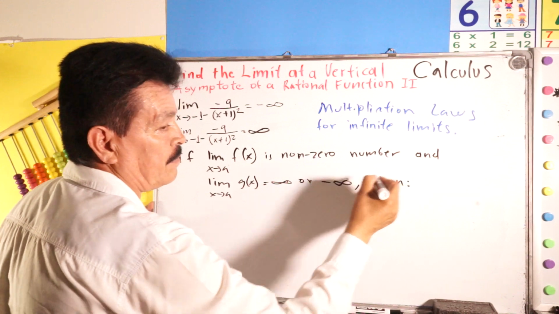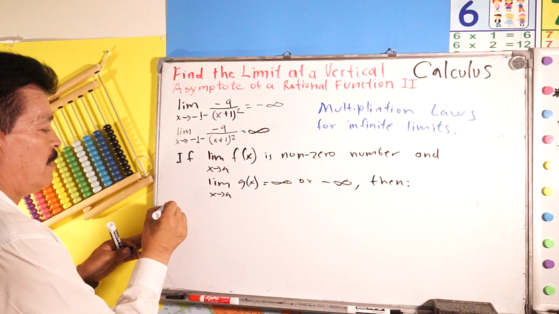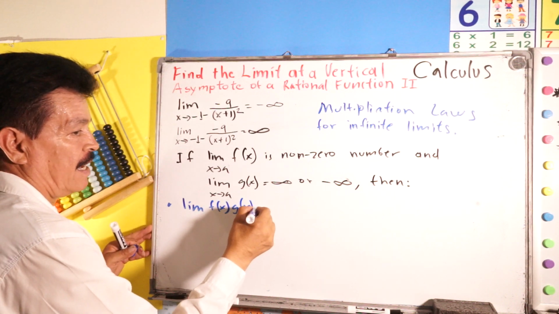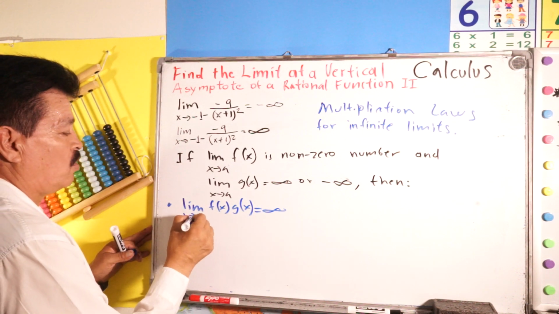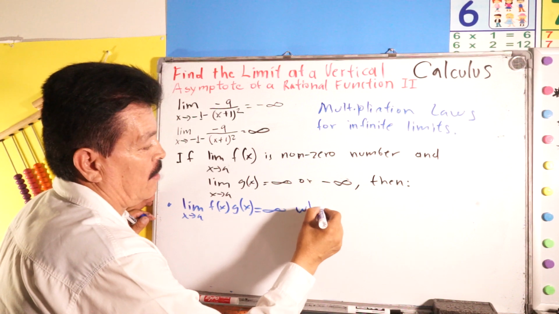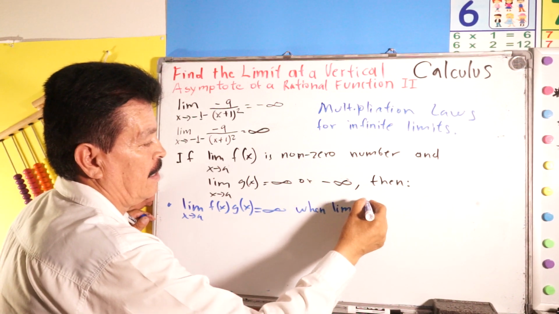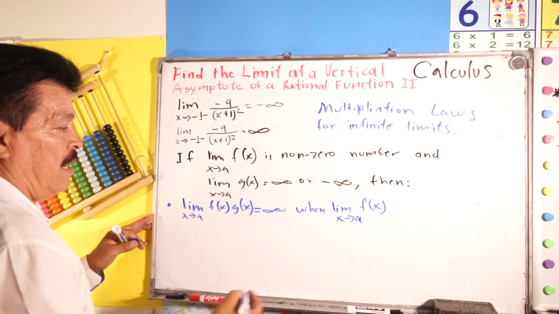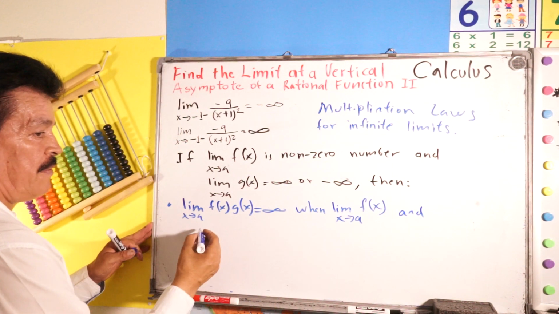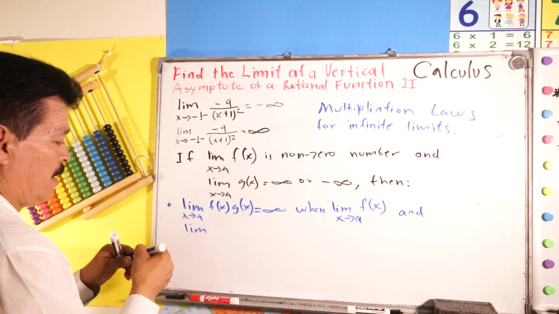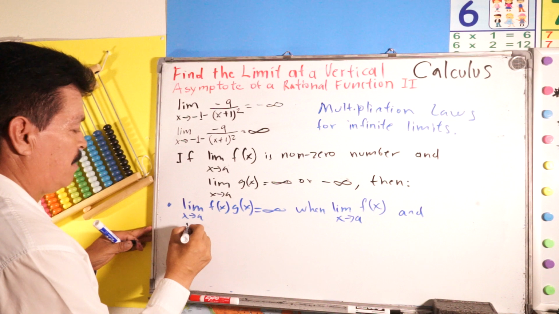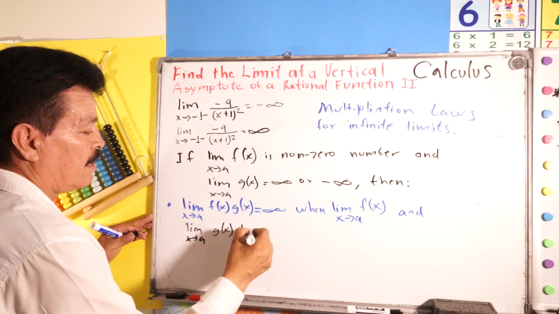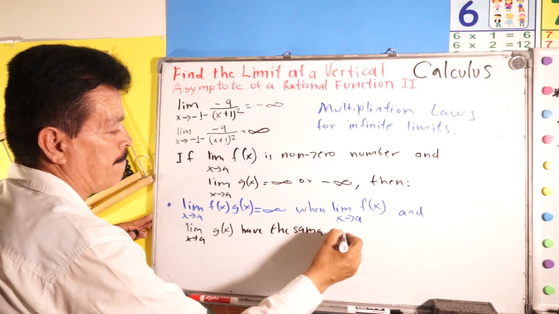then we will have two main things here. One is the limit of f of x times g of x equals positive infinity when x approaches a, when the limit of f of x and also the limit of g of x when x approaches a have the same sign.